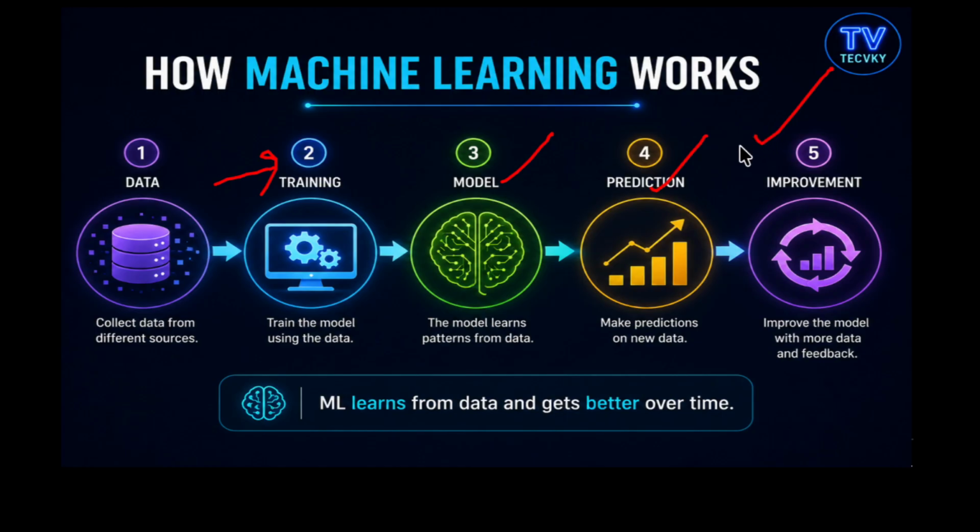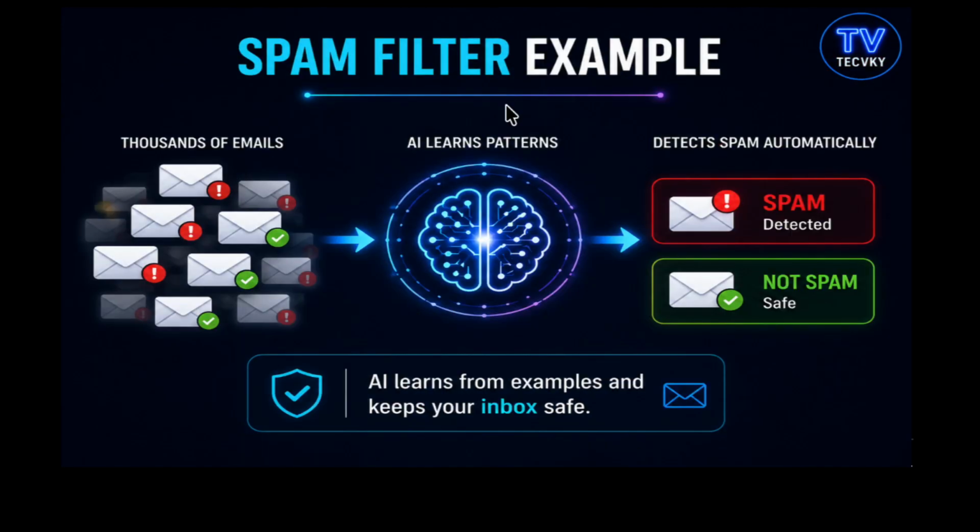So to make this process easier to understand, let's look at a real world example of machine learning that most of us use every day. That is email spam filtering. Let's look at one of the most common examples of machine learning that we use every day, email spam detection.